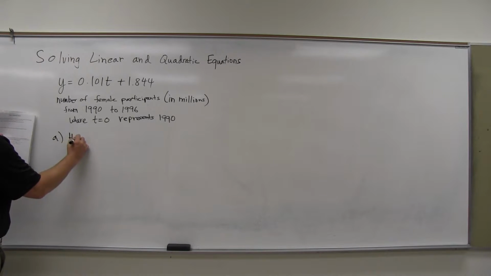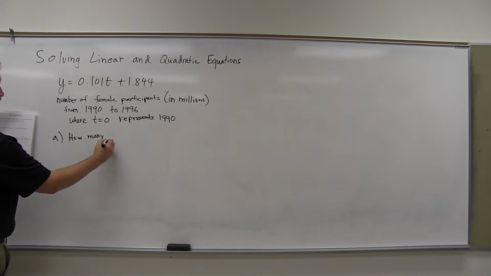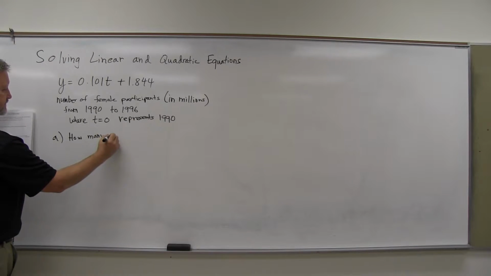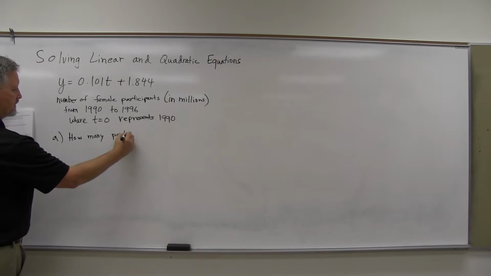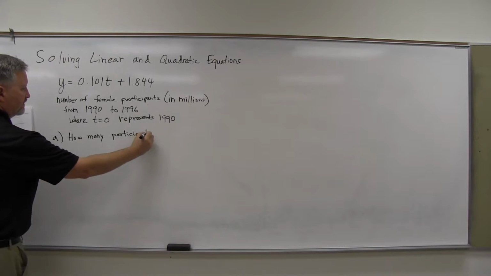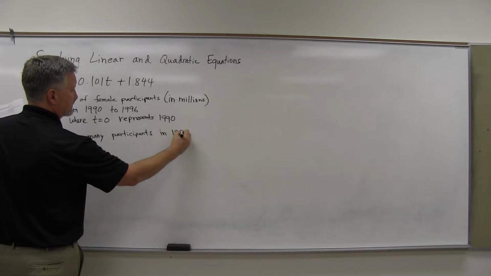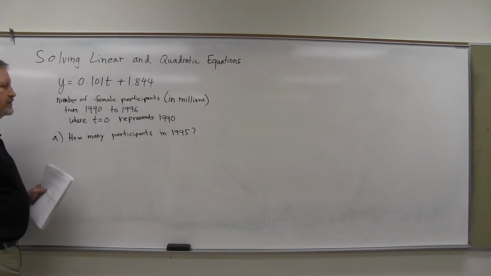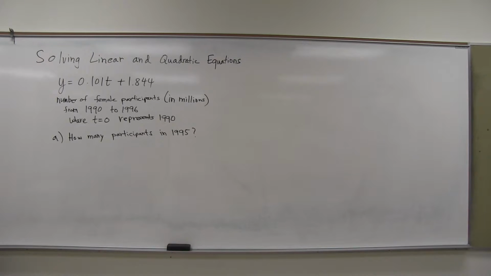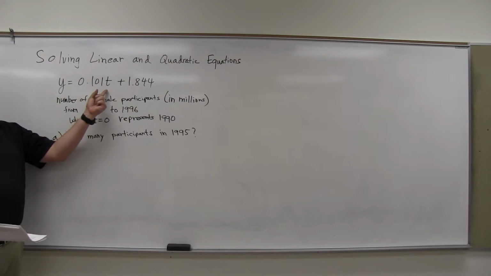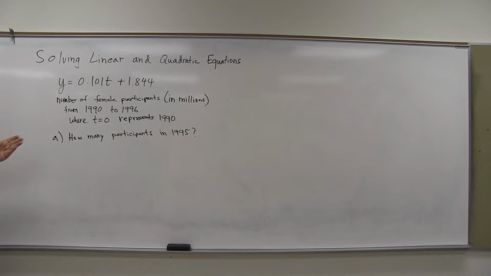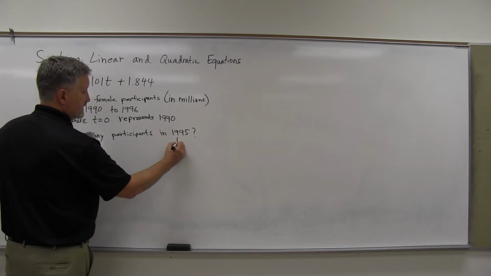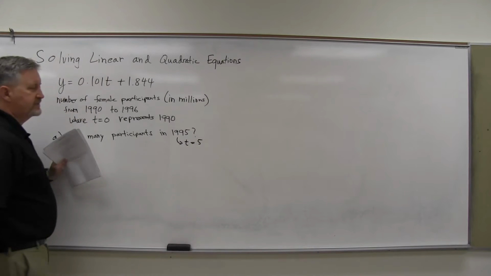question on this is how many female participants in 1995 in female athletics. Okay, so 1995, that's our year, but we don't plug in 1995 because we've got t equals 0 representing 1990. So 1995, that would mean what? T equals 5? Yeah, that would be t equals 5.